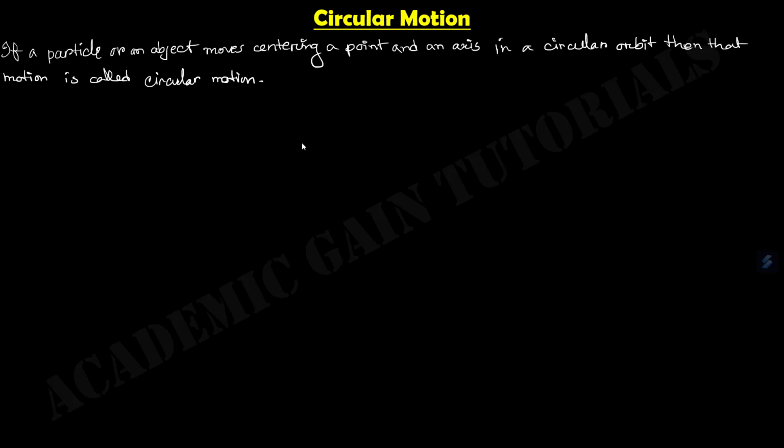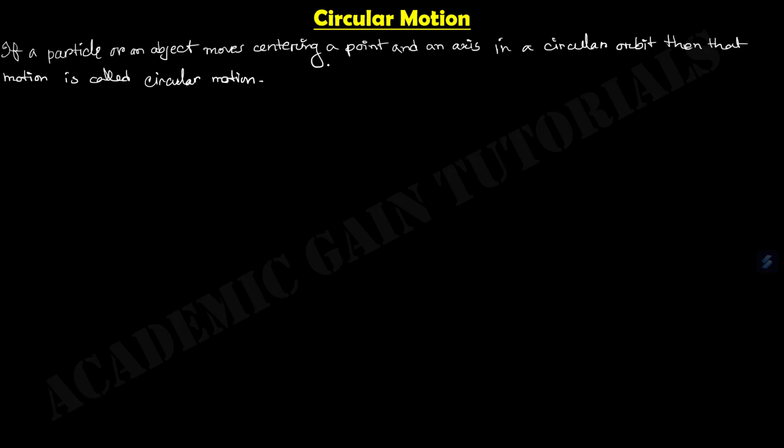In this video, we will discuss another two-dimensional motion which is known as circular motion. So first of all, what is circular motion? If a particle or an object moves centering a point and an axis in a circular orbit, then that motion is called circular motion.